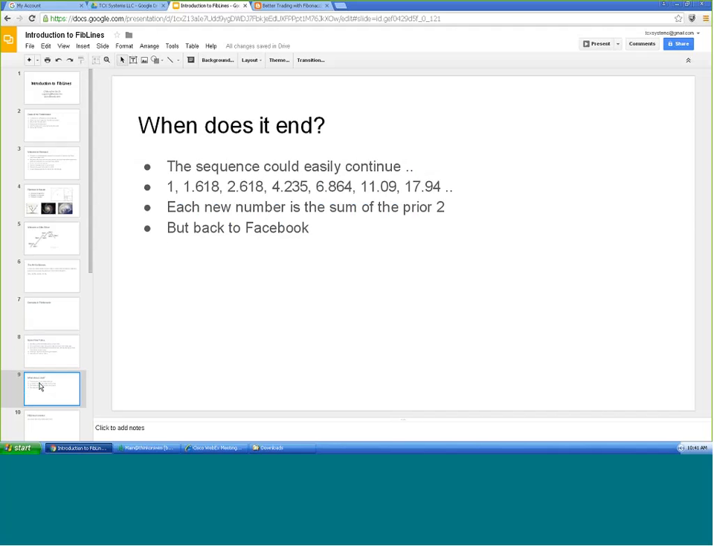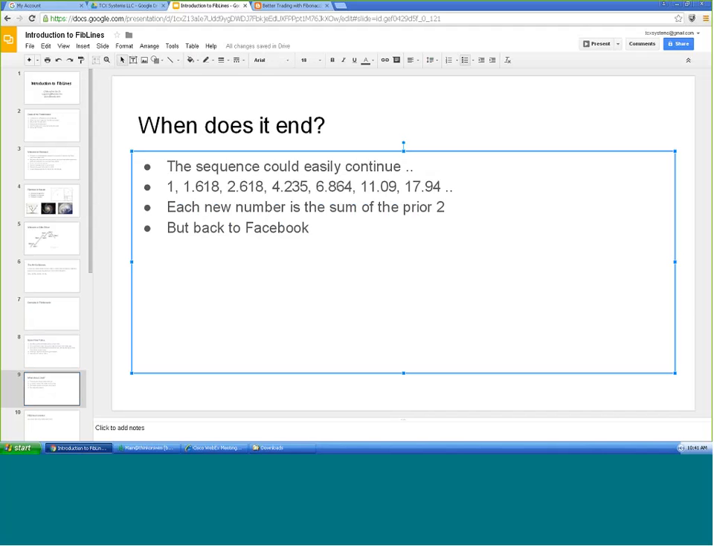So when does it end? Well, the sequence could easily continue. You have 1.618. Again, it's the sum of the prior two numbers. So 2.618 is the sum of 1 and 1.618, then 4.23, then 6.86, 11.09, etc. So why do we end at 423?